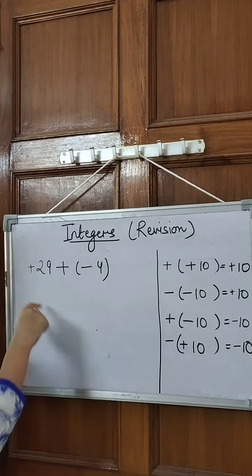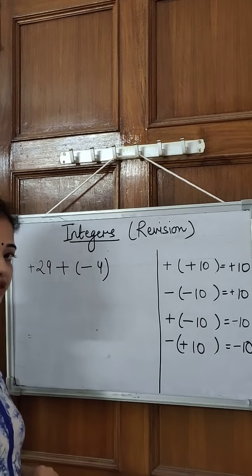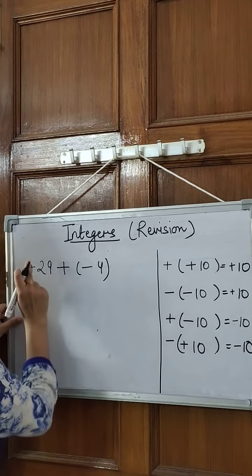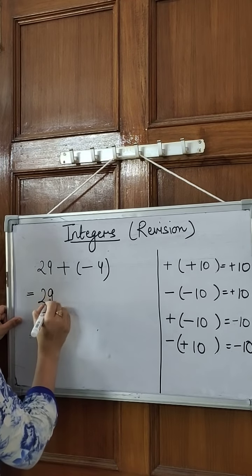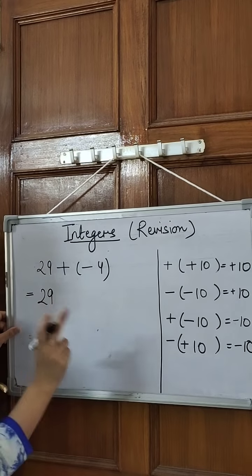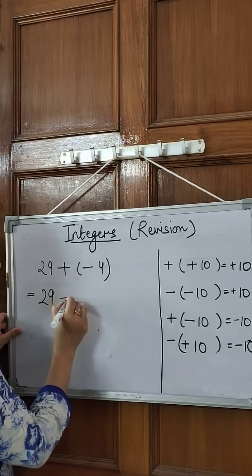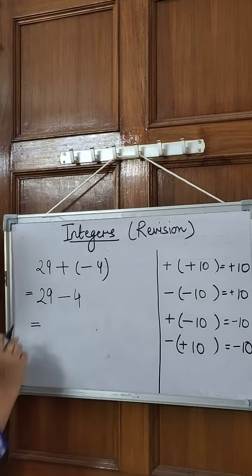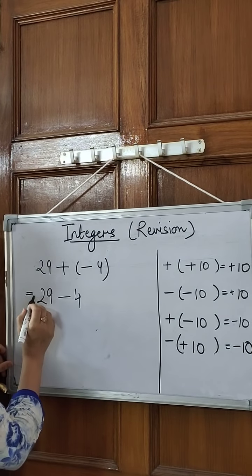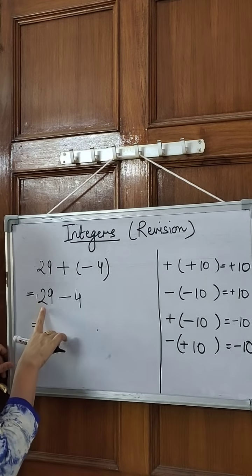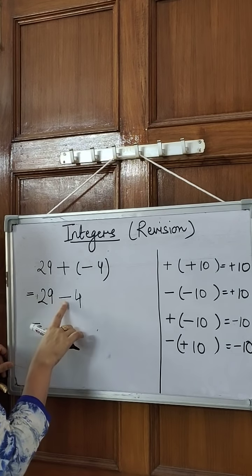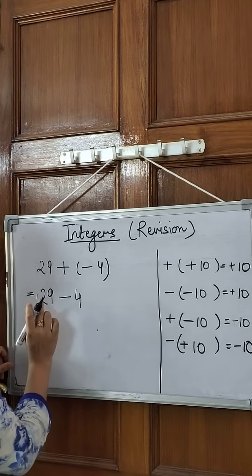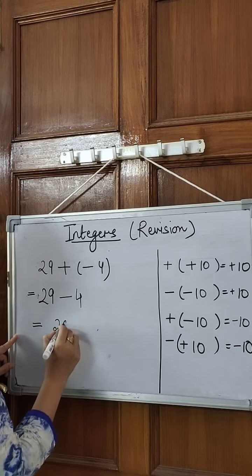If the question is straightforward, we simply solve it. But if a bracket is there, then we solve the bracket. So now in this question, 29 plus minus, opposite sign, plus minus is minus. So we'll put a minus sign. Now if you see these numbers, this 29 is positive, no sign means it is positive. So plus 29 and minus 4. Plus minus is minus, so we will subtract these two numbers. So 29 minus 4 is 25.